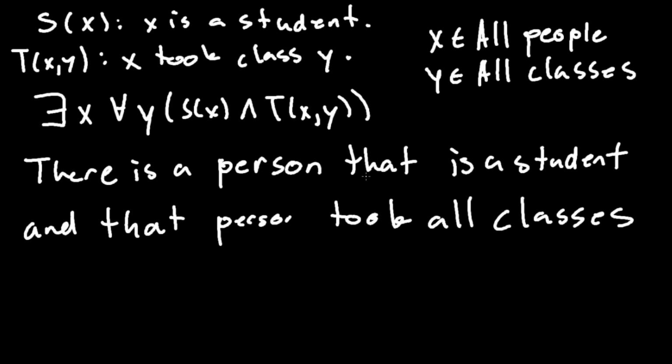And that person took all classes. And you can kind of see how the sentence ties into this quantified statement, right? And this one was a little bit tricky because we actually have multiple predicates now. And you're going to get a lot of these in your discrete math class.